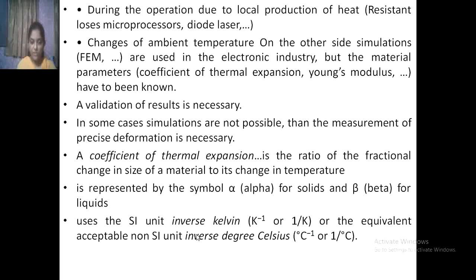Coefficient of thermal expansion for solids is given by alpha, and for liquids it is given by beta. It uses the SI unit inverse Kelvin, that is 1 per Kelvin, or the equivalent acceptable non-SI unit inverse degree Celsius.